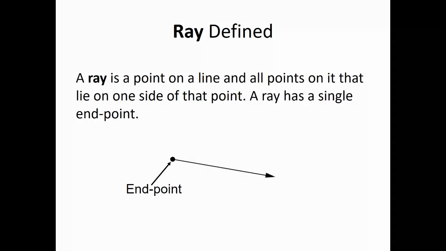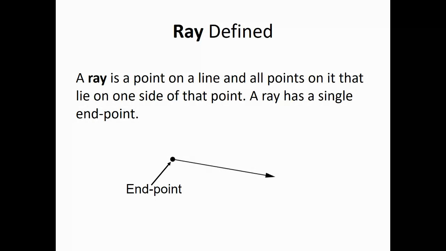Now, for rays. A ray is kind of like a hybrid of a line and a segment. To get a ray, you take a point from a line, and then you take all other points that lie on one of the sides of that point. So what you end up with is an object that is, as it were, finite in one direction, infinite in the other. It's a half line, perhaps.